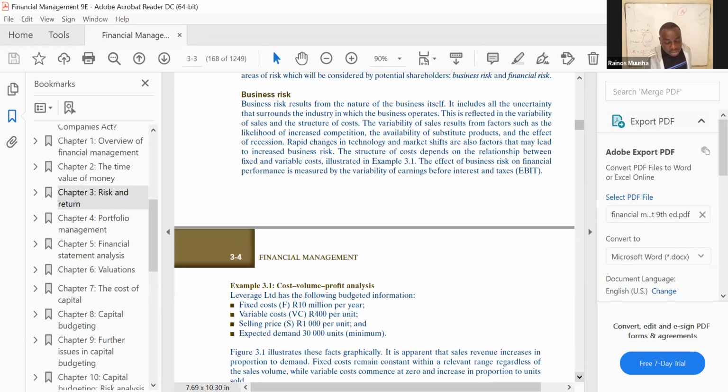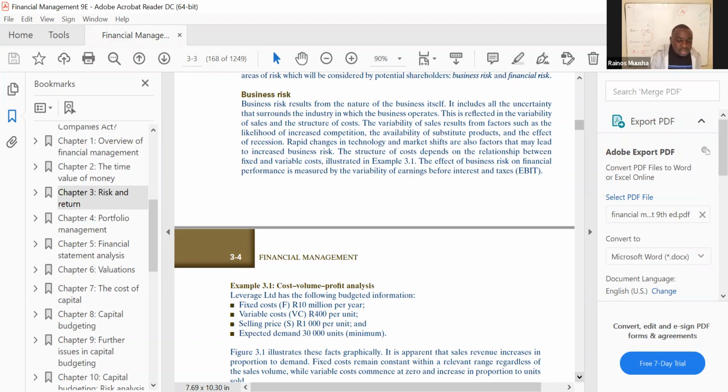So the structure of cost depends on the relationship between the fixed and variable, as shown in example 3.1. So before we look at example 3.1, in short, when we're looking at business risk, remember we said we're looking at the variability of our income, which is our sales revenue, and our expenses. So what does that mean?